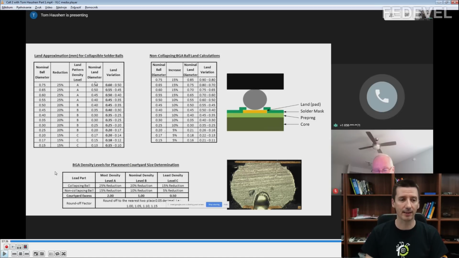As I say, Tom will explain, but I wanted to go through this table so you understand what is in these columns. For the non-collapsing balls, notice ball diameter is here. In this case, we are not going to reduce the size. So the pad size is not reduced from the ball diameter, it is actually increased. So the pad is going to be bigger than the ball. In this case, for the ball diameter 0.75, we will increase the size by 15%. So the pad is going to be 0.85 millimeters, 15% bigger than the ball diameter.